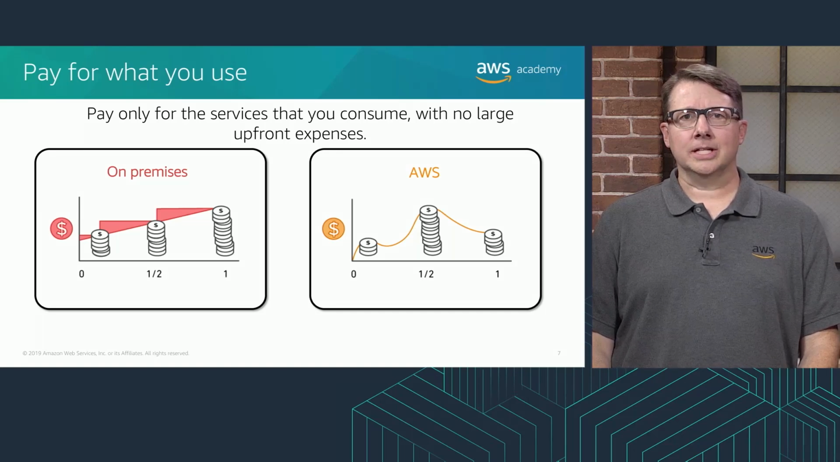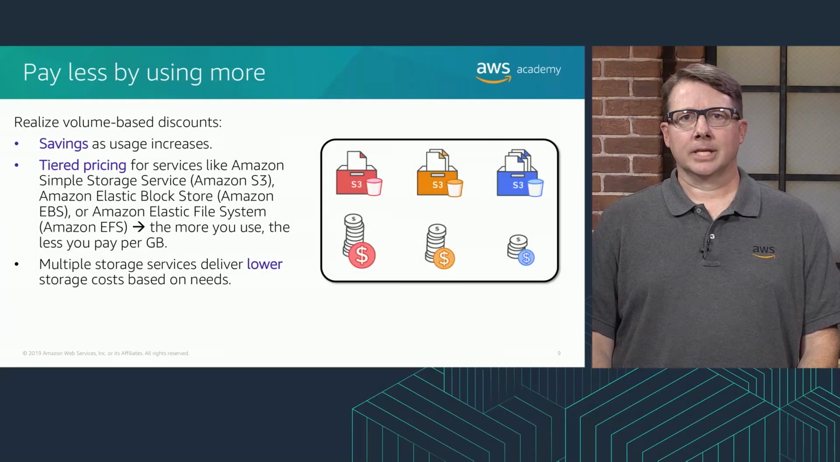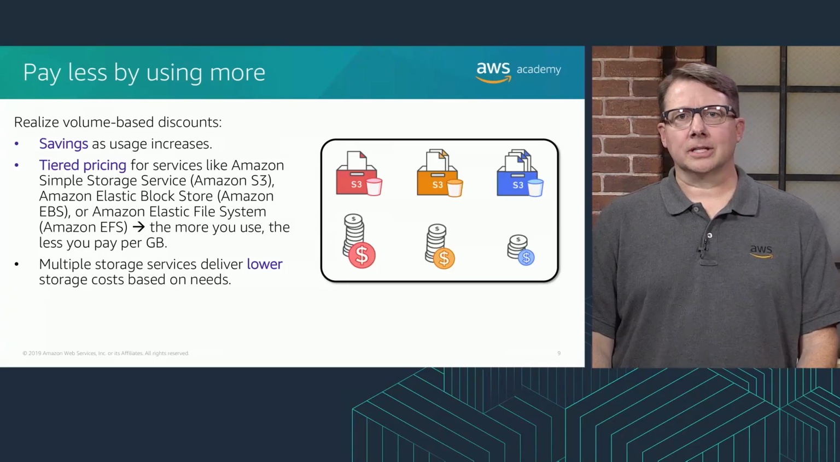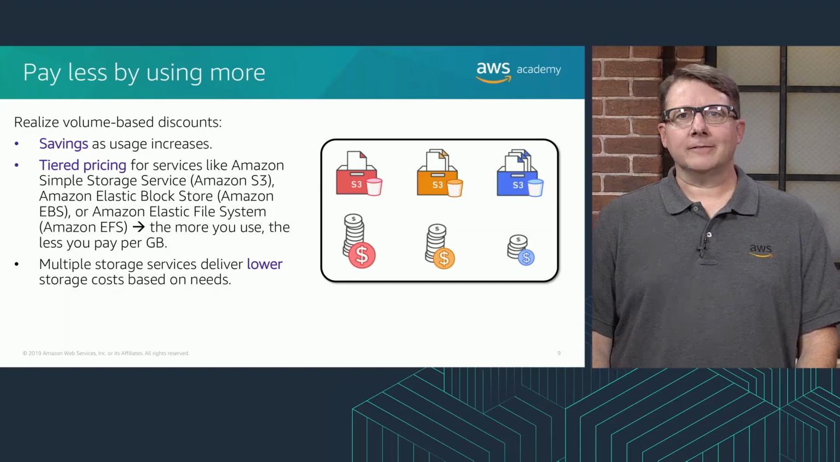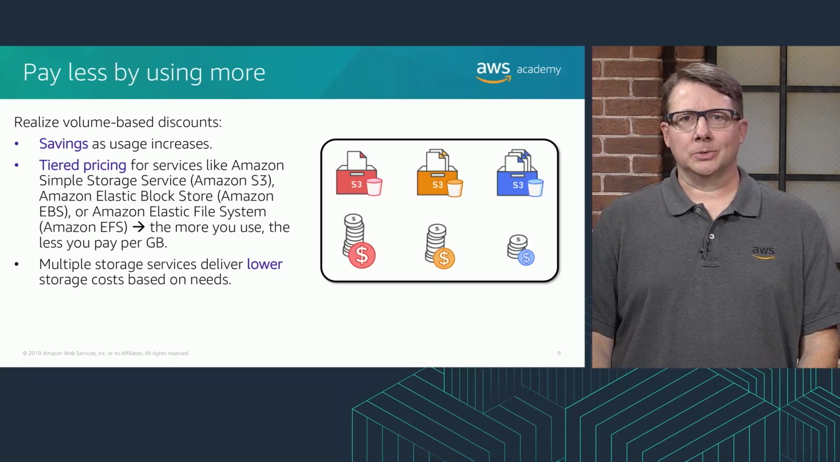You can then focus on innovation for your business by paying only for what you use and for as long as you use it. All services are available on demand and require no upfront payment or long-term contracts. You can get volume-based discounts and realize important savings as your usage increases. For services like Amazon S3, pricing is tiered, which means that you pay less per gigabyte when you use more. You benefit from the economies of scale that enable you to increase adoption and keep costs under control.